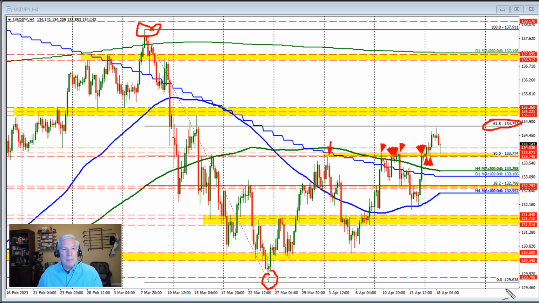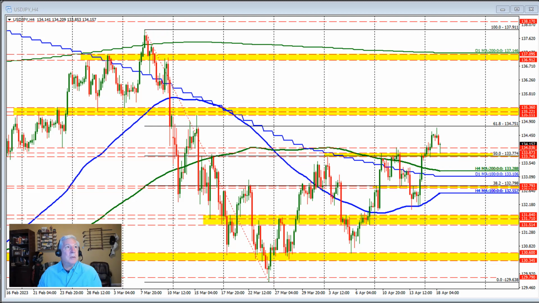If we move back below that 50% retracement, that would be in this swing area, that would be more bearish, and have traders looking toward the 200-hour moving average and then the 100-day moving average. Those are two key moving averages on the downside. So watch the 50% retracement level, 133.77 level in this currency pair.